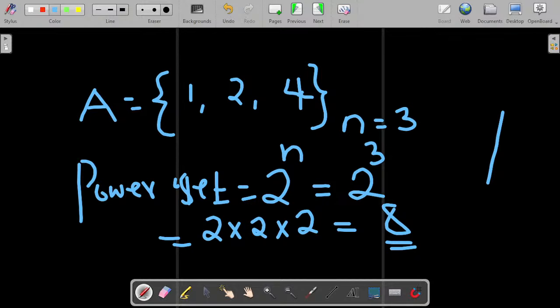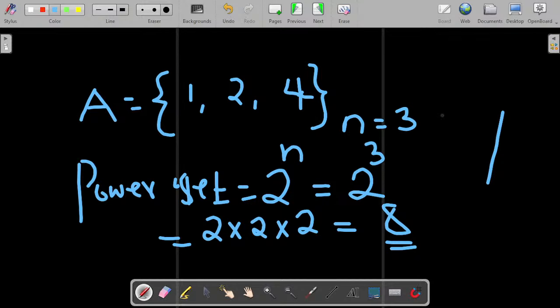Understood? 2 times 2 will give us 4. Then times 2 will give us 8. That's how we got the power. The power of the set now is 8.